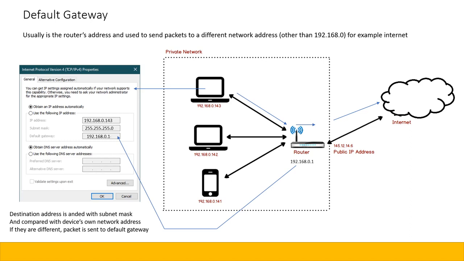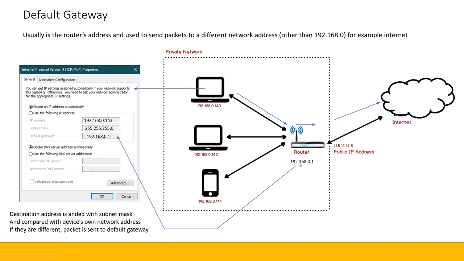So in this example, as you can see, this router has the IP address 192.168.0.1. This computer, for example, wants to access google.com on the internet. The moment it wants to find out, it gets the IP address. It knows the IP address is something else, for example, 8.8.8.8. That IP address will be ANDed with 255.255.255.0, and then compared to this network ID. Naturally, they will not be the same. When they are not the same, this computer knows that the destination network is not in my own network. It is somewhere outside, so it will send its packet to the default gateway, the router 192.168.0.1.